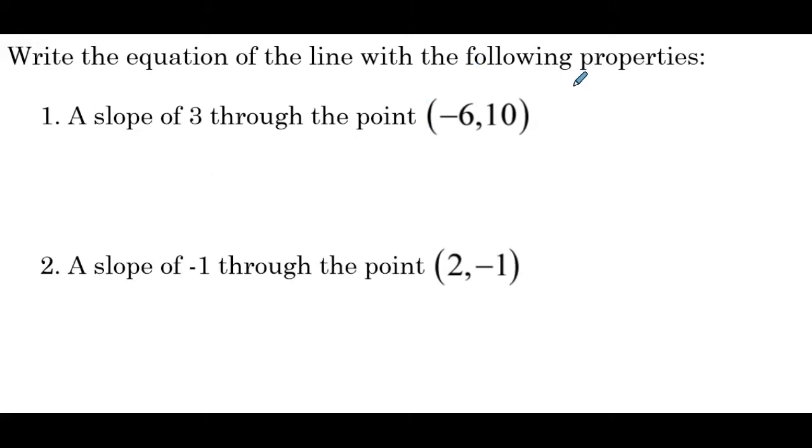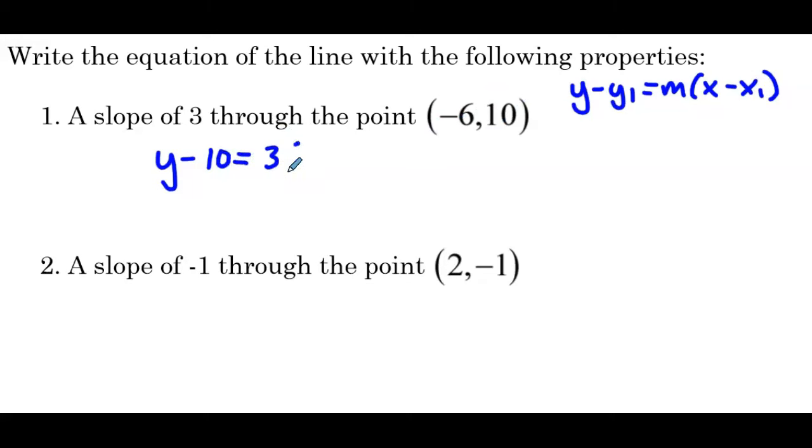So just to refresh our memory, y minus y1 equals m times x minus x1 is point-slope form. So here, y minus 10, right, that's our y value of the point, equals 3 times x minus negative 6. So if we simplify it, y minus 10 equals 3 times the quantity x plus 6.